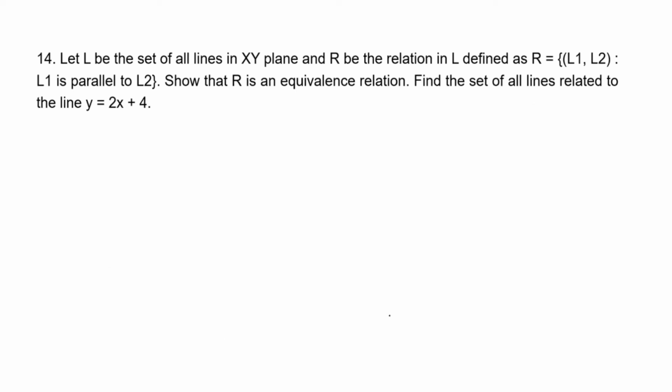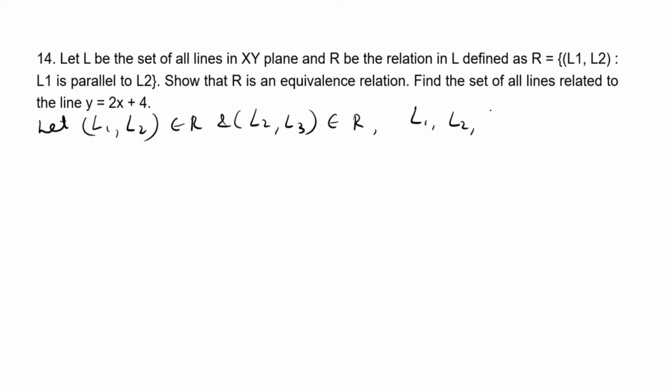Let me continue in the next page. So we saw R is reflexive and R is symmetric. Now we have to check whether R is transitive or not. So let us take (L1, L2) belongs to R and (L2, L3) belongs to R, where L1, L2, L3 all belong to L.